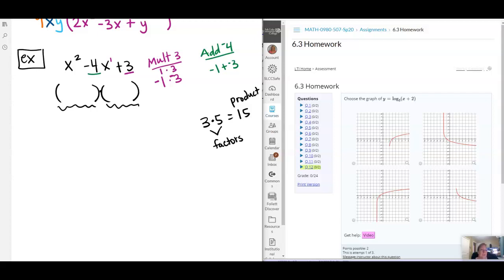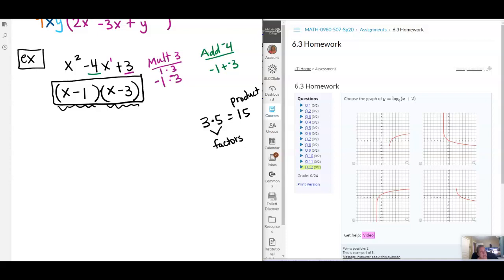To figure out the first part, we look at our x squared. What times what is x squared? Well, x times x is x squared. And then to find our other numbers, we do this little game here. What multiplies to be 3 that adds to be negative 4? We said that was going to be a negative 1 and a negative 3. And so that right there would be my answer.